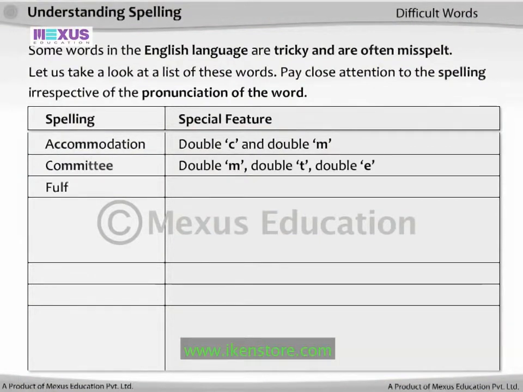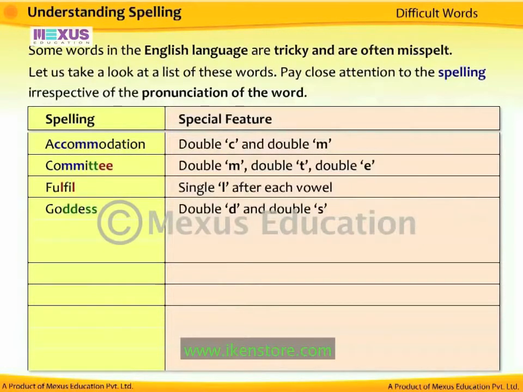FULFIL, fulfill. There is a single L after each vowel. GODDESS, goddess. There is a double D and a double S. Physician ends in CIAN.